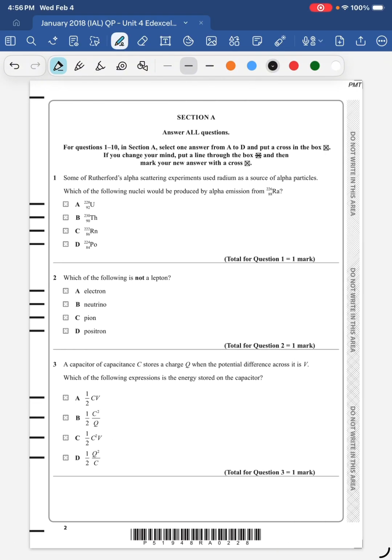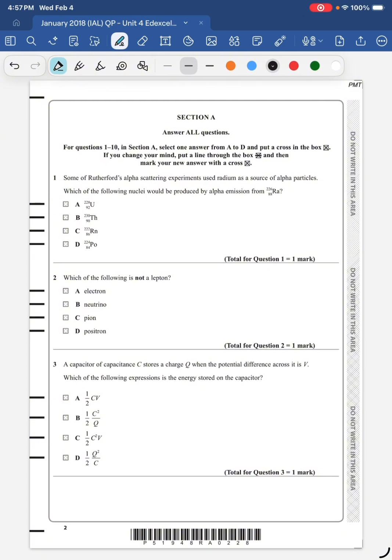Okay, section A, question 1. Some of Rutherford's alpha scattering experiments used radium as a source of alpha particles. Which of the following nuclei will be produced by alpha emission from radium 226, and then the proton number is 88? So first of all, we can work it out.